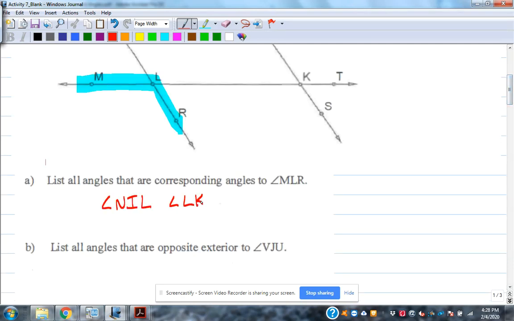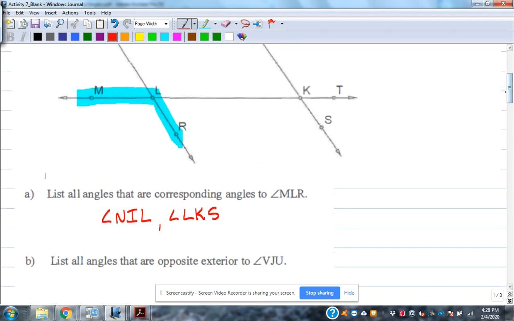Angle LKS. There's two so far. Now, there's the regular ones. Do we have, is that an interior angle? To be corresponding interior, where do you have to be? In between the parallel lines, right? Is angle MLR on the in between of any set of parallel lines? No, so we're not going to have any corresponding interiors, right?